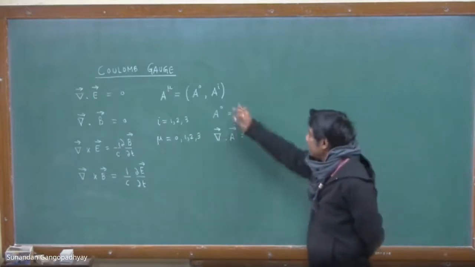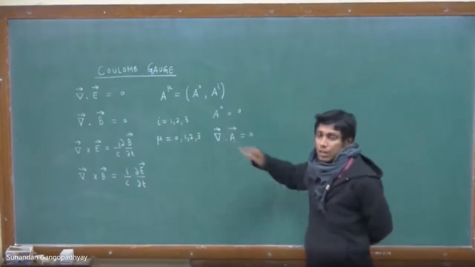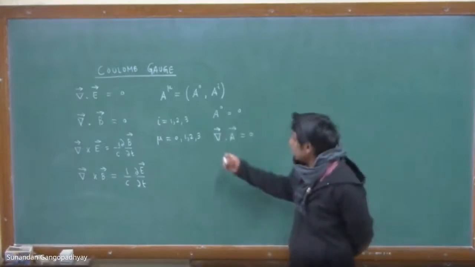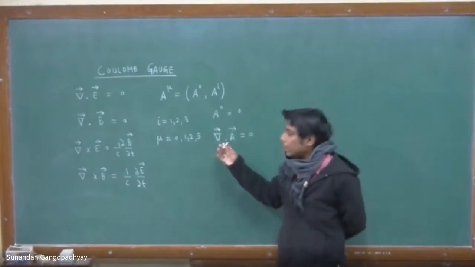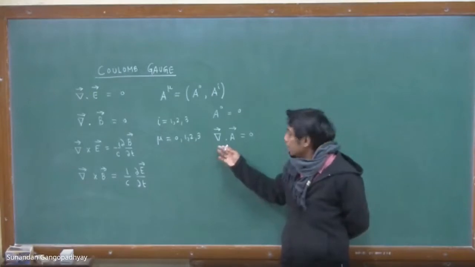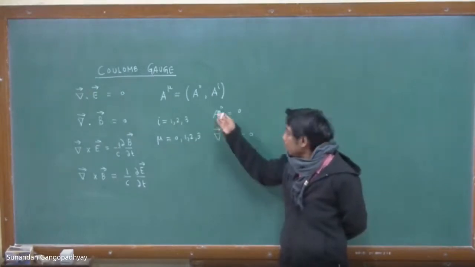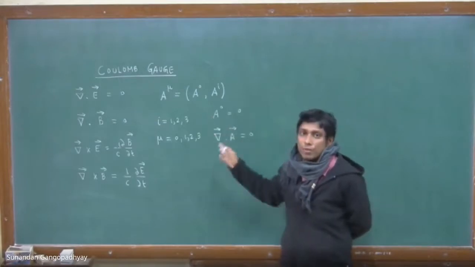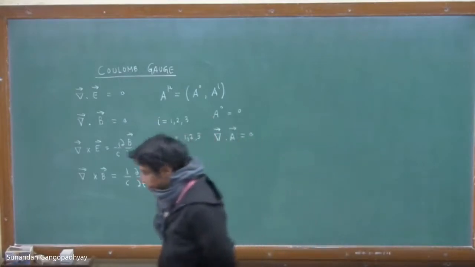You have already seen this gauge in your classical electrodynamics course, but you can also argue why you can take this gauge at all. So you can show the reachability of this gauge, which is known as the transverse gauge or the Coulomb gauge.